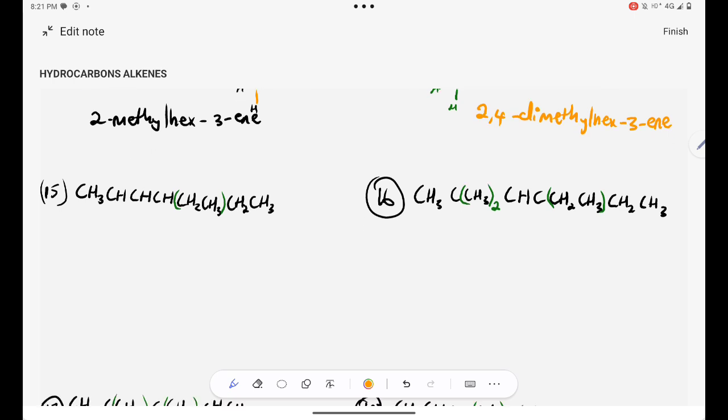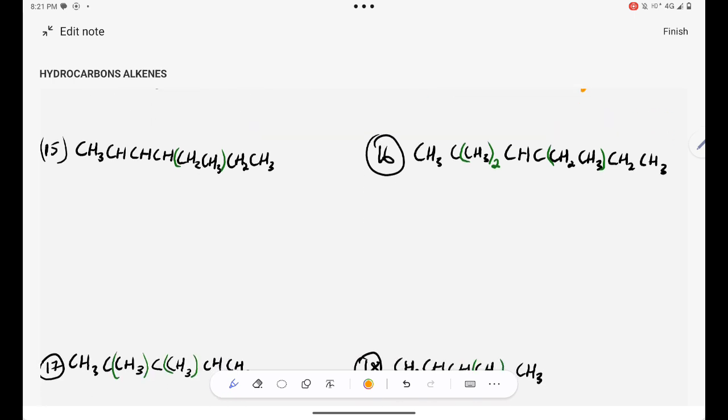Okay. And then the structural formula for this one, I'll simply have a CH3, a CH, another CH, and then a CH with a CH2 and a CH3, CH2 and a CH3 as well. Just write the hydrogens over there.